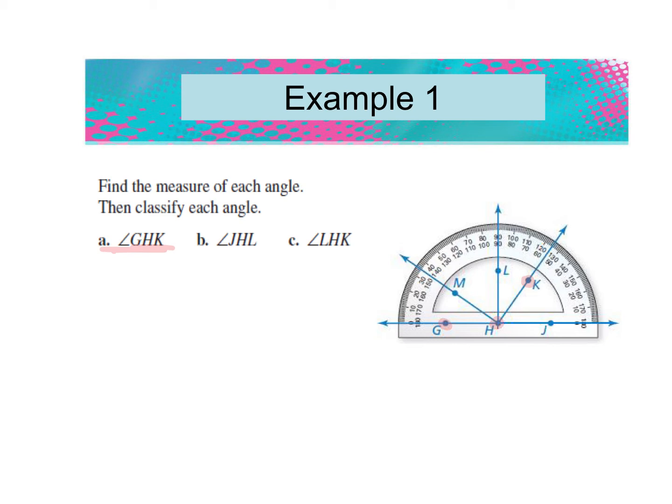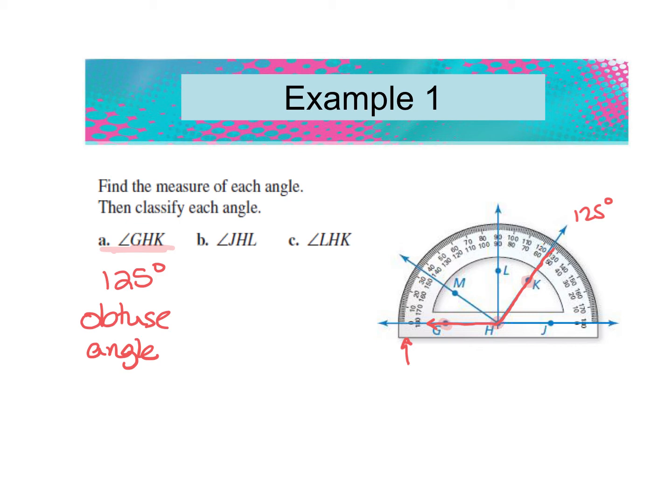So as you can see, this angle is pointing over here to the left. So I want to start my count up starting at 0. So I'm going to use the outside numbers. And then I'm going to make this go up here. And then wherever this line hits on these outside numbers, that would be the measurement of that angle. And this is hitting at 125 degrees, making this an obtuse angle.